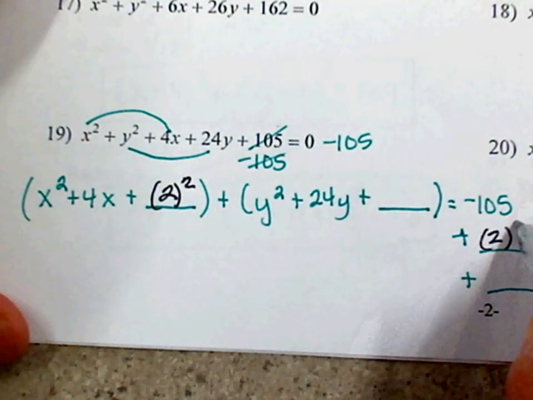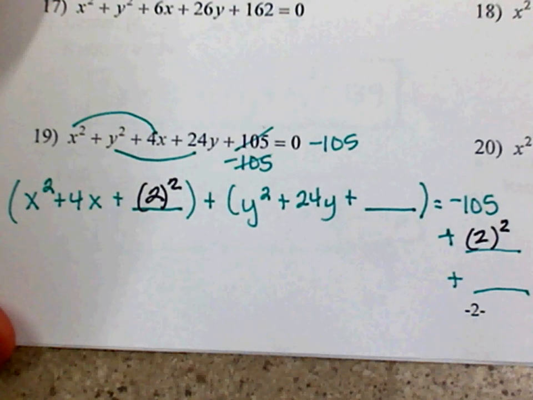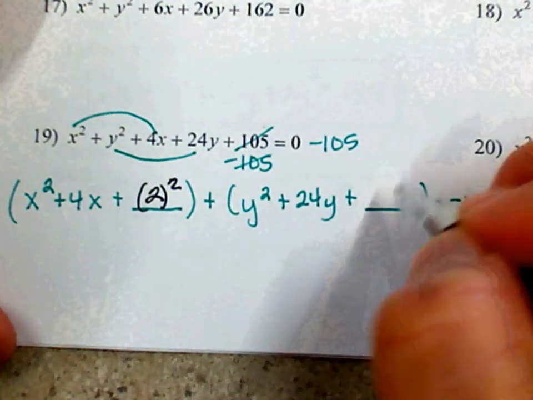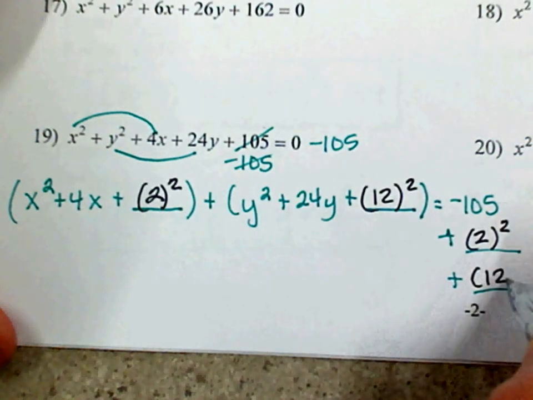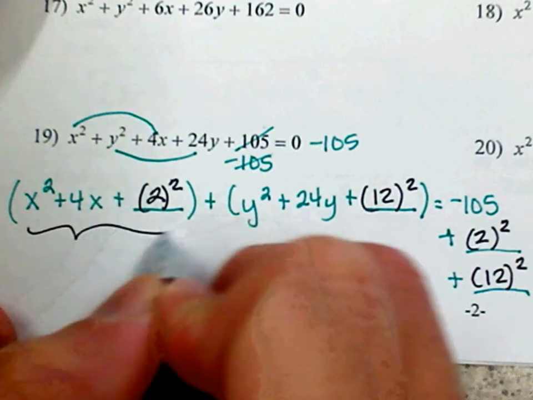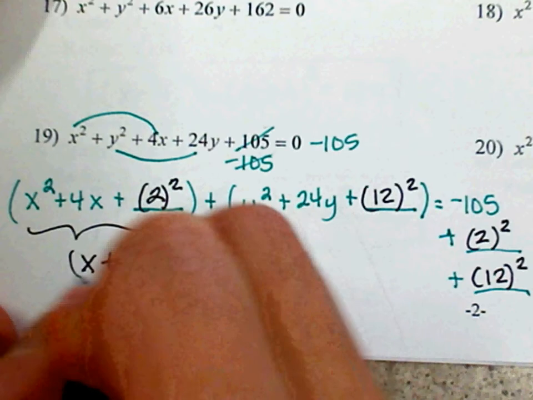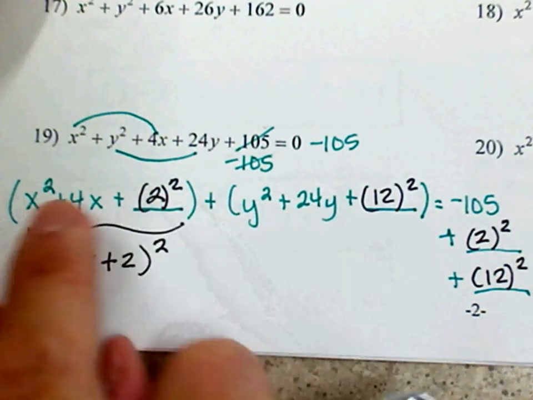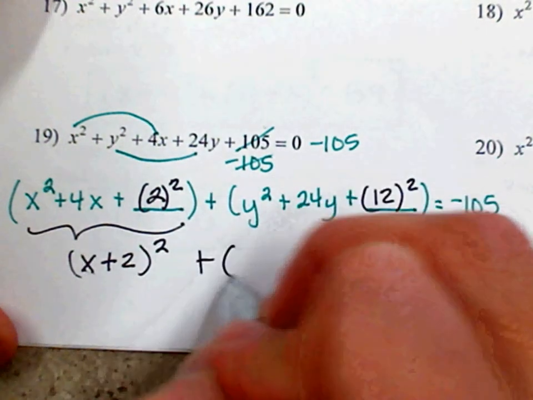Okay. What is half of 24? 12. What you do to one side, you do to the other side, just like that. Right? Everybody good? Okay. Now look at this. You're going to factor that. This now comes out to be x plus 2 squared. You see how the x and the 2 comes down? Plus, do it on the other side as well. y plus 12 squared. Equal.